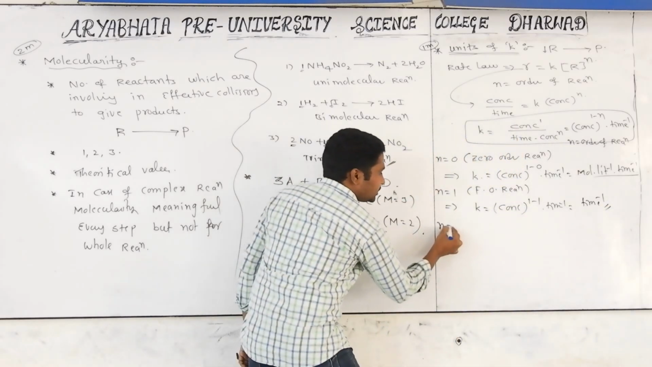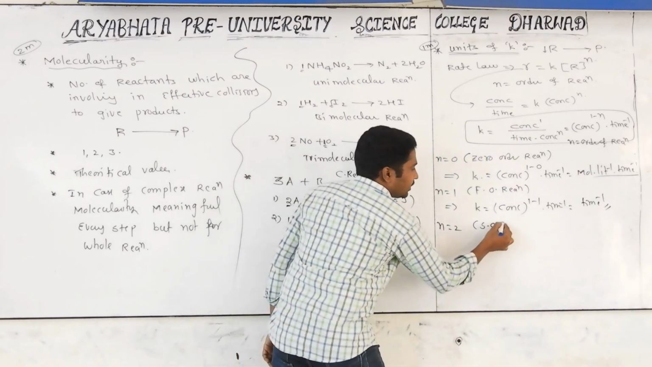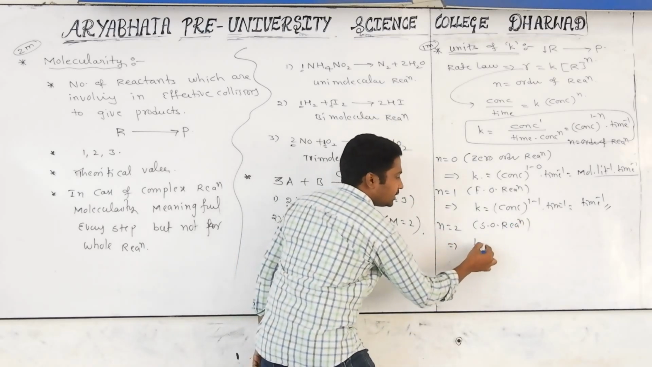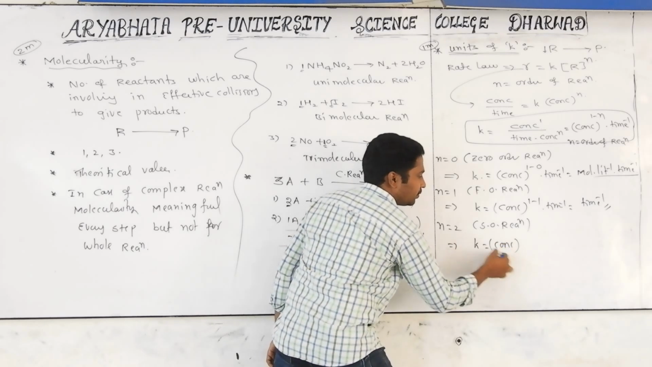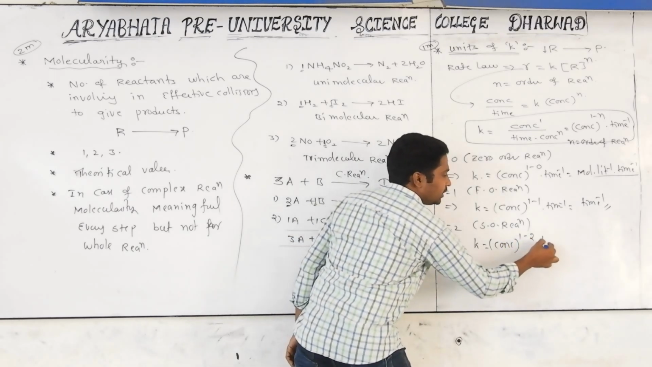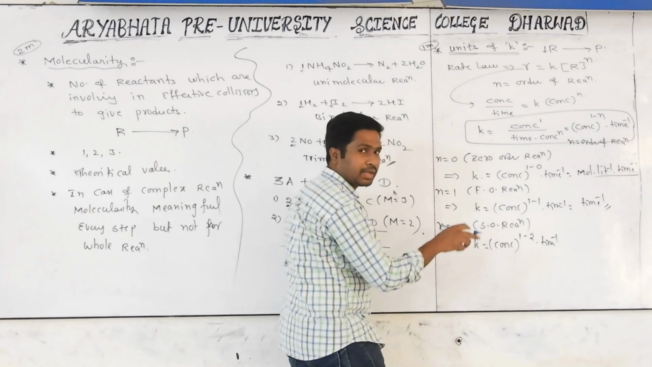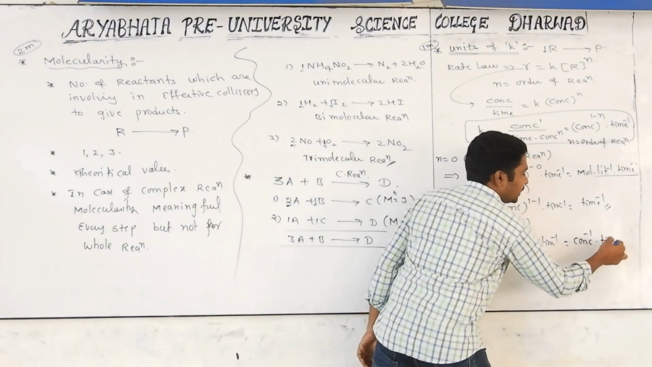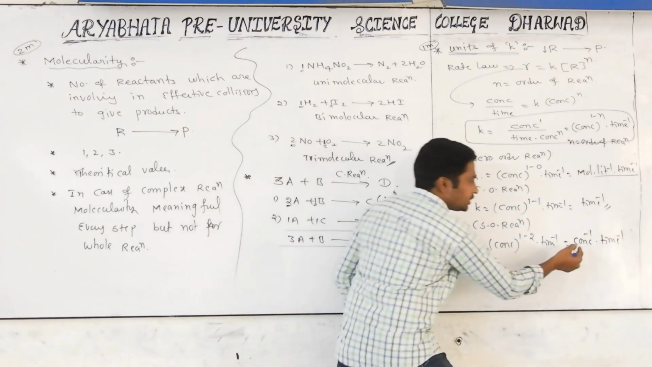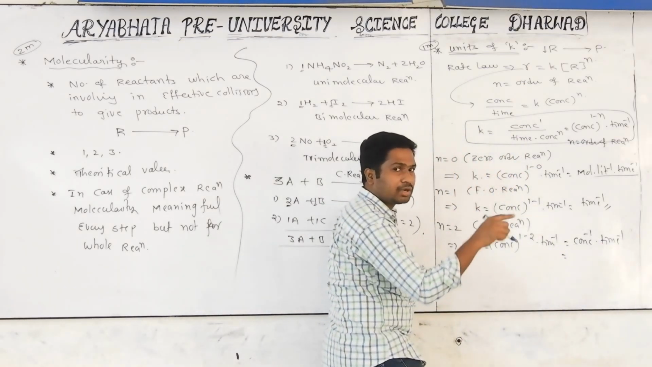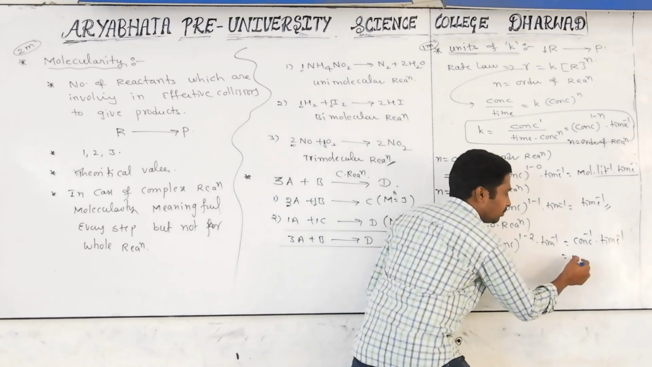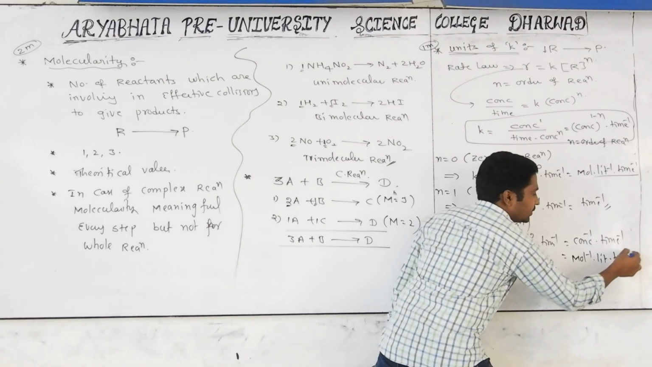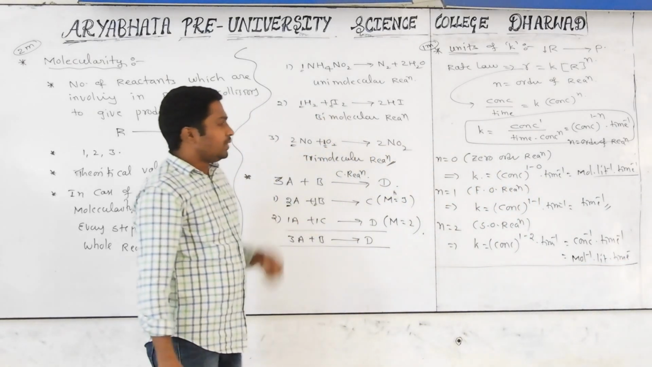Now if you take n equals 2, it is nothing but a second order reaction. Second order reaction means what? Units of K equals concentration power 1 minus 2 into time inverse. 1 minus 2 means minus 1. So it is concentration power minus 1 into time inverse. Concentration power minus 1 means what? Mole per liter whole power minus 1. It comes like that: mole inverse, yes or no? Liter and time inverse.